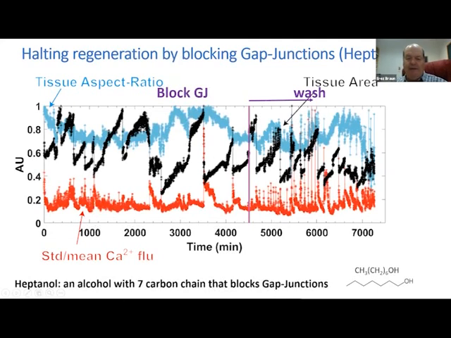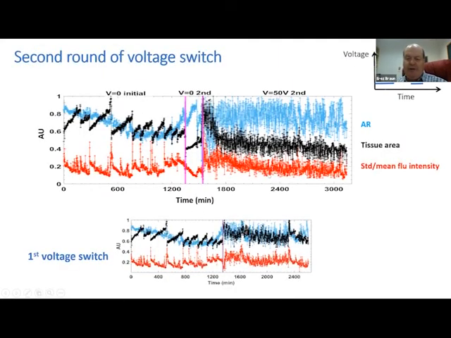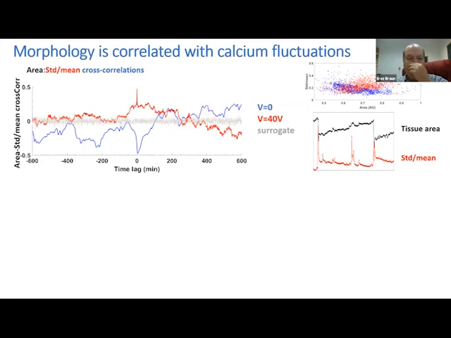Now you can take these two approaches, either the external voltage or the blocked gap junction, and start to ask questions about correlations. If you look at the cross correlation, the first thing I want to show is that the fluctuations in the calcium dynamics are actually highly correlated with morphological features, with the mechanics. So the standard deviation over mean is indeed a relevant variable to try to understand the connection between calcium dynamics and morphogenesis, the emergence of form.